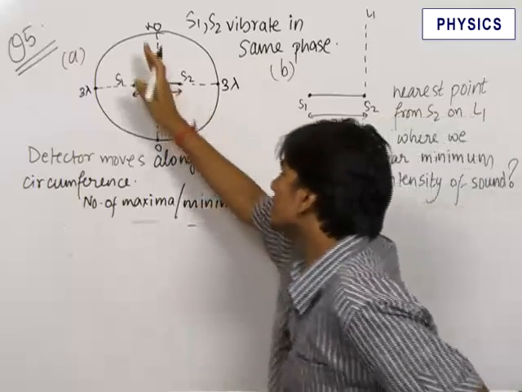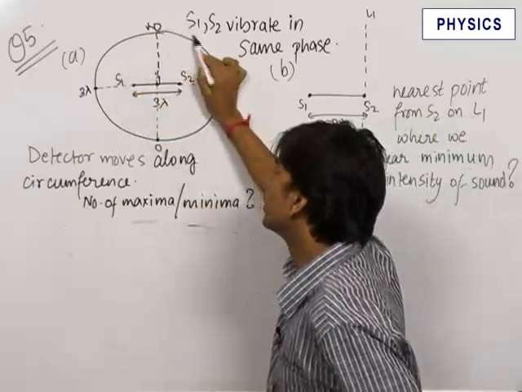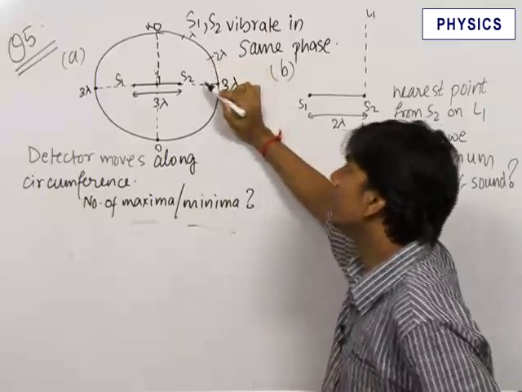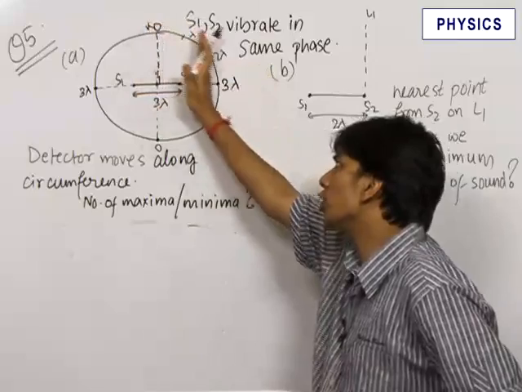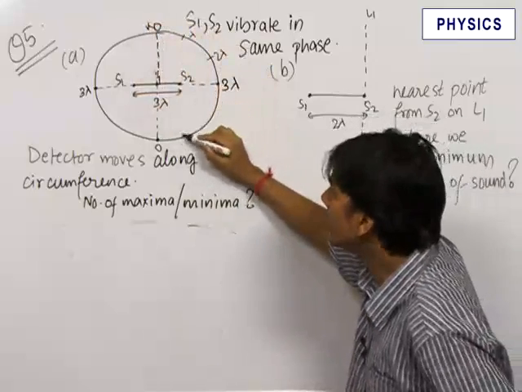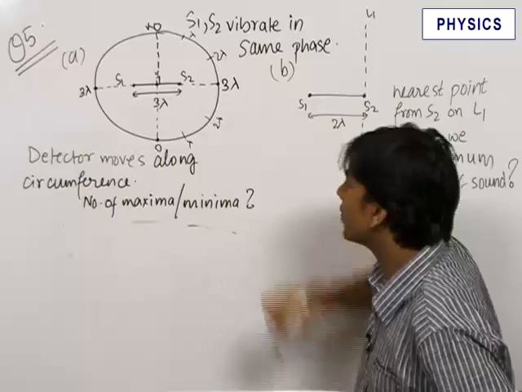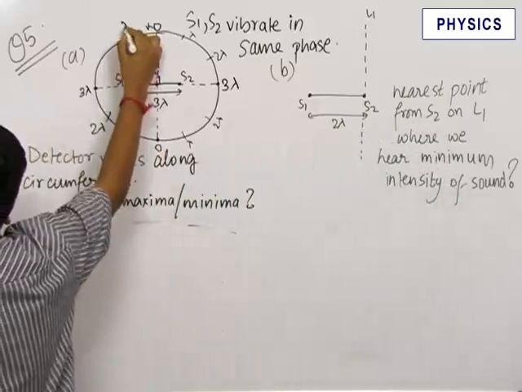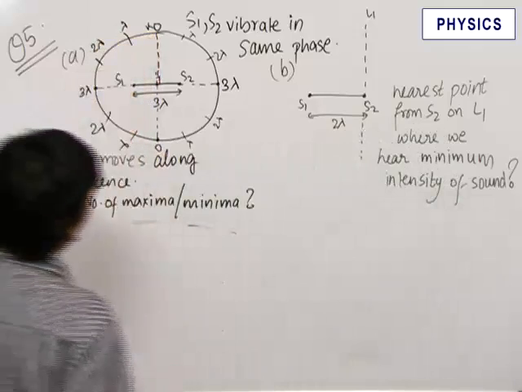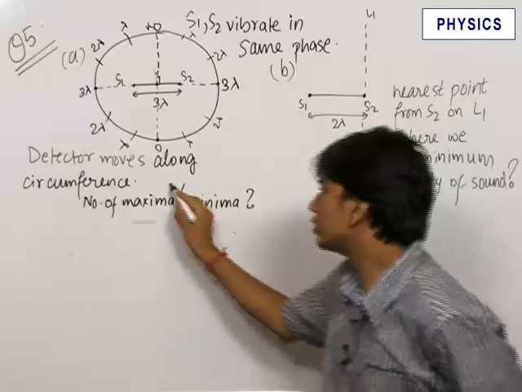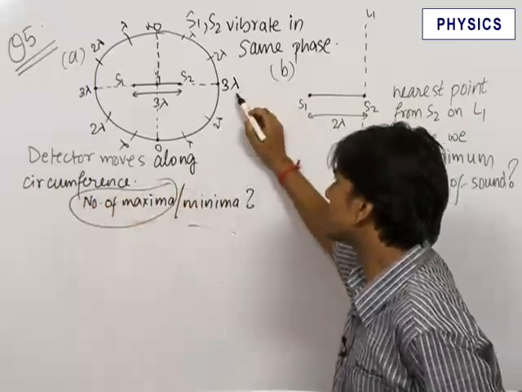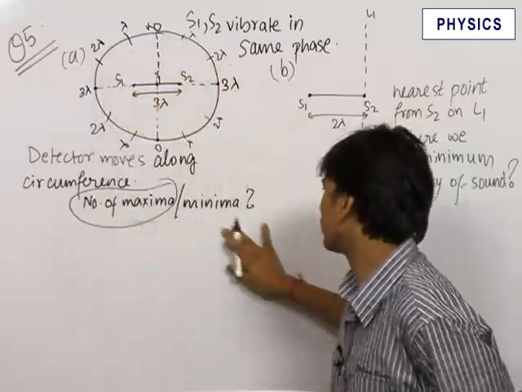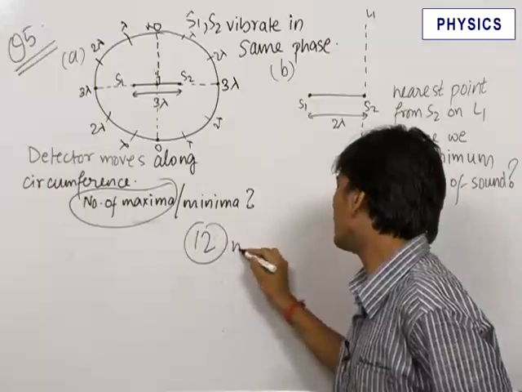Now it always varies slowly, therefore the path difference at some point over here would have been lambda, and at some point over here would have been 2 lambda, and it would have increased slowly to reach 3 lambda. Again similarly, it would have been lambda somewhere here, 2 lambda somewhere here, lambda somewhere here, 2 lambda somewhere here, again lambda here and 2 lambda somewhere here. So we need to find out the number of maximas. So the number of maximas clearly are 1, 2, 3, 4, 5, 6, 7, 8, 9, 10, 11 and 12. That is a total of 12 maximas.